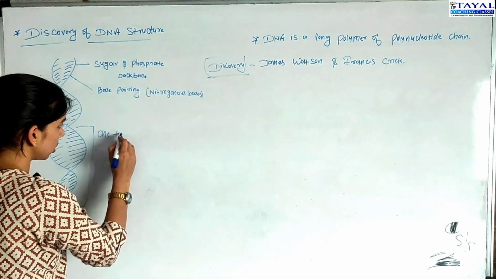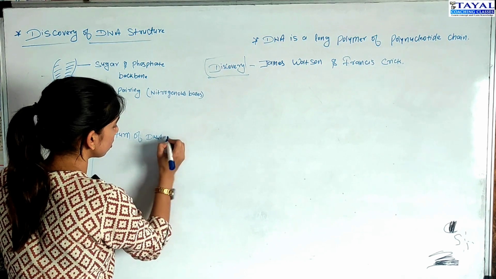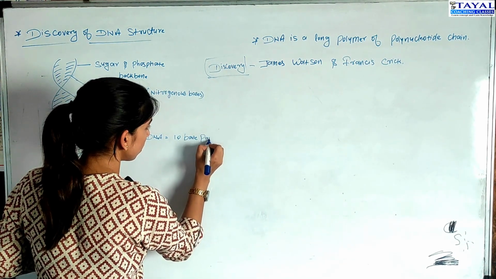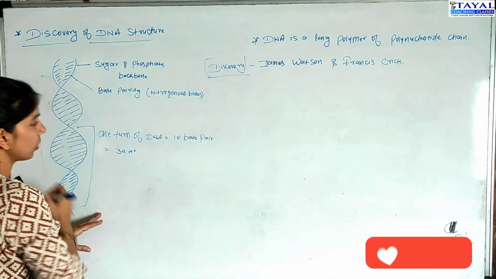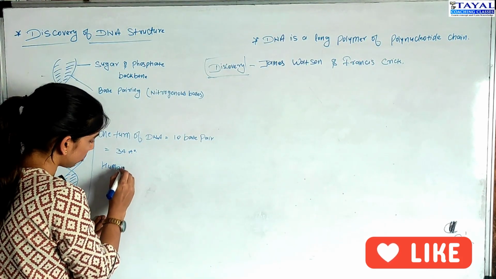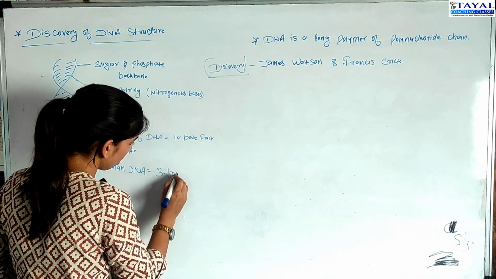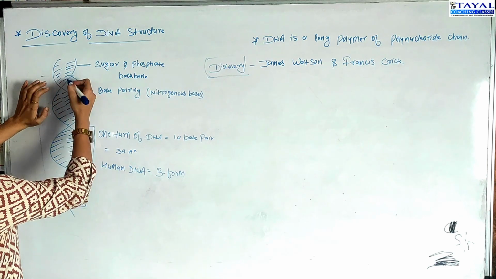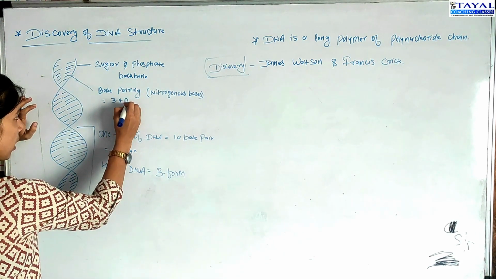Do you know which form human DNA is? This is one turn of DNA, which consists of 10 base pairs and is around 34 angstrom in length. So human DNA is of the B form. There are several forms of DNA, among which human DNA is of B form. And the distance between two consecutive nitrogenous bases, as you can see here, is 3.4 angstrom.